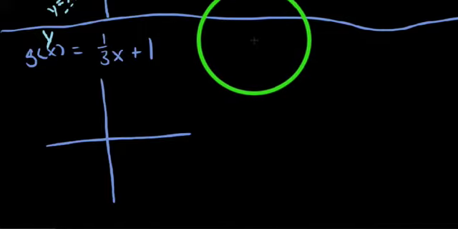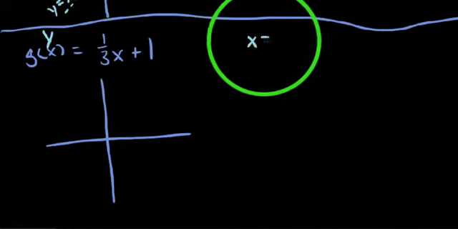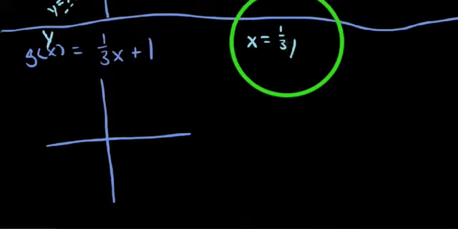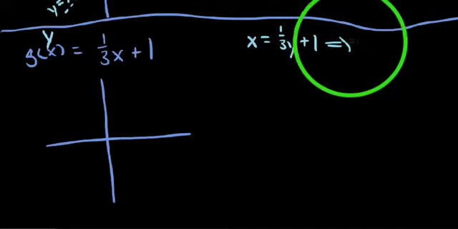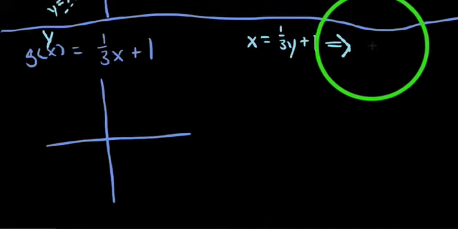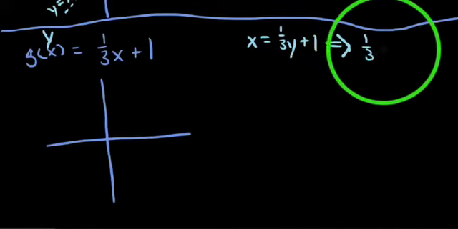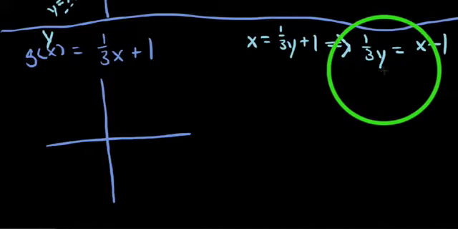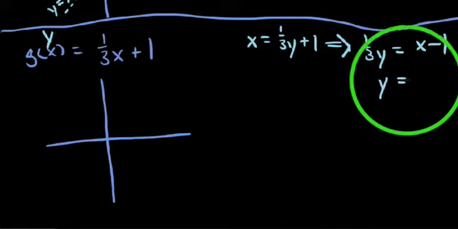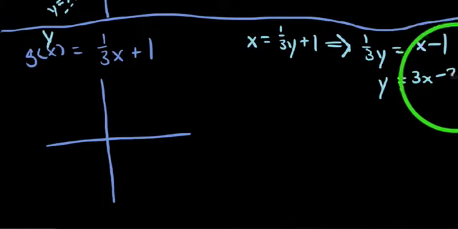So instead of y equals 1/3 x plus 1, we'll have x equals 1/3 y plus 1, and then we need to solve for y. So now subtracting 1 from both sides, we get 1/3 y equals x minus 1, and then tripling everything here, we see that y equals 3x minus 3.